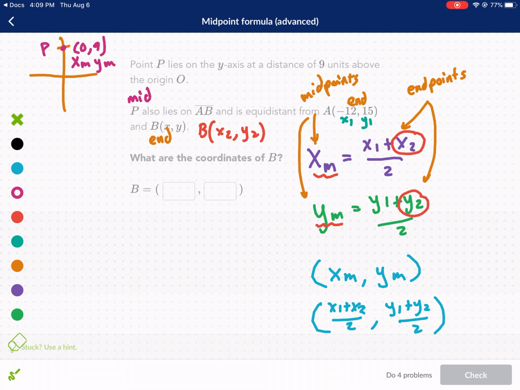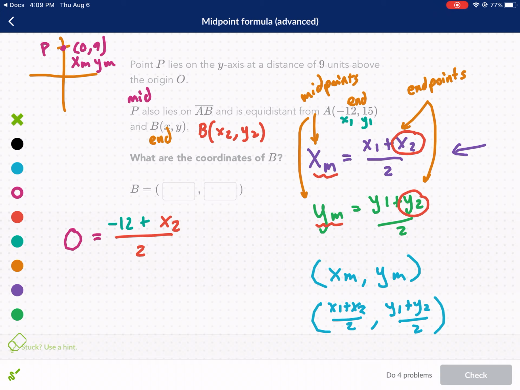Now let's go ahead and plug in what we know for the formulas. Let's just start with the top one, xm. We know that xm is equal to 0, so 0 is going to be equal to x1, which we know is negative 12, we wrote that down, plus x2. We don't know what the other value is, divided by 2.